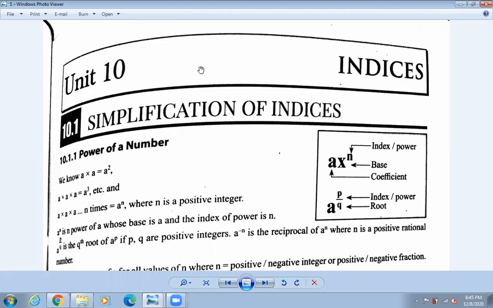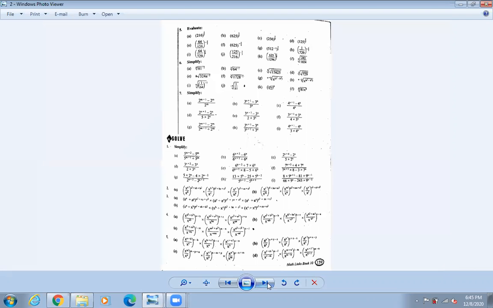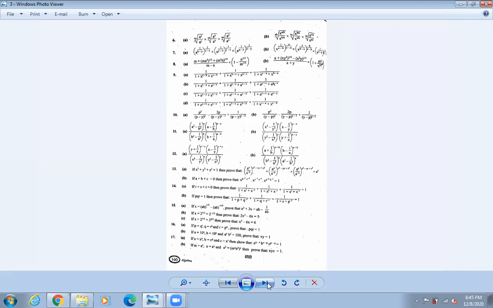Today we are going to start the new chapter, Unit 10, Indices. This is also one of the important chapters of your syllabus, and probably I've done this chapter before also. So let us continue our topic. These are the questions.